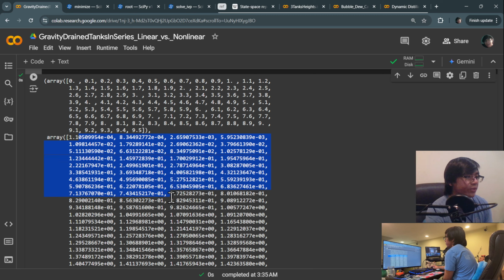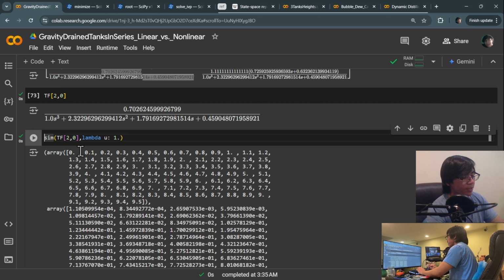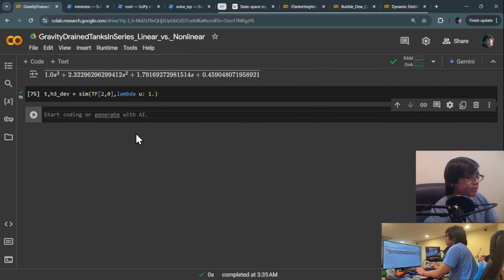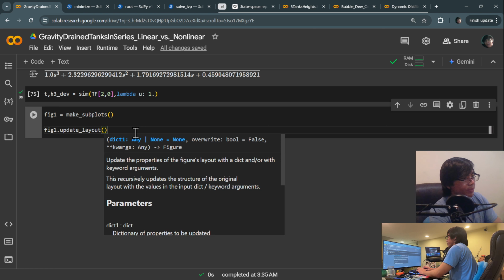And these are all our height changes for the third tank. So maybe time, and we're unpacking this array. So H3, I think we used height 3 deviation in class, so I'll do just that. Now we just plot this up. So figure one, so just make subplots. It's been a while. And then I'll do my update layout really quick. I should just copy paste this, honestly.